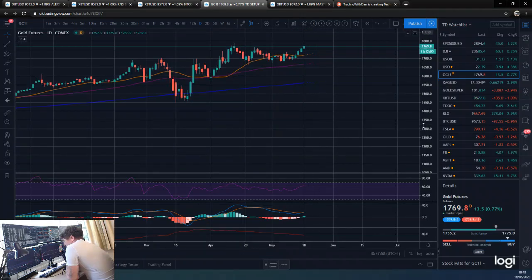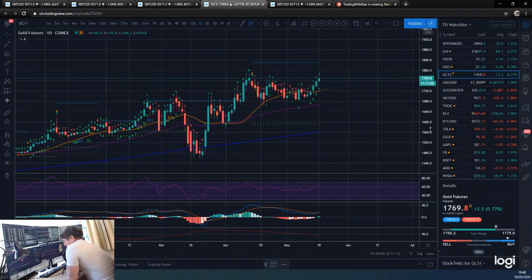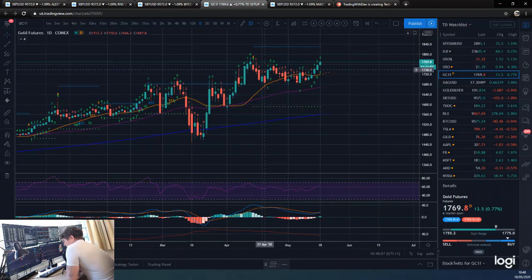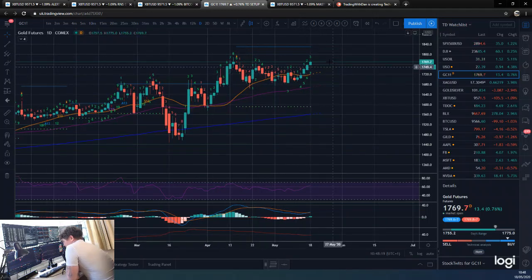Daily, consolidating near highs. We tested down quite a few times into the mid 1600s. Well, it's not even the mid 1600s, is it? I guess that was nearly, but high 1600s. Keep getting bought back up, and now we look like we're making the move up.